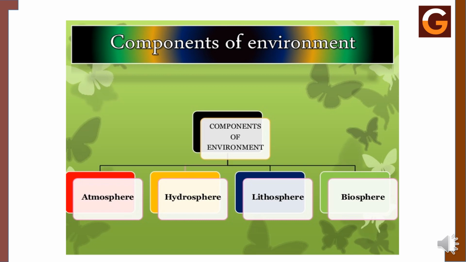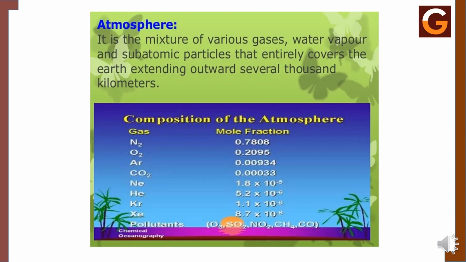Now coming to the components of environment. The components of environment can be divided into four: atmosphere, hydrosphere, lithosphere and biosphere. Now let's look into each one of them. First, let's look into the component of environment, that is the atmosphere. Atmosphere, as we know, it is a mixture of various gases, water vapors and subatomic particles that entirely covers the earth, extending outward several thousand kilometers.